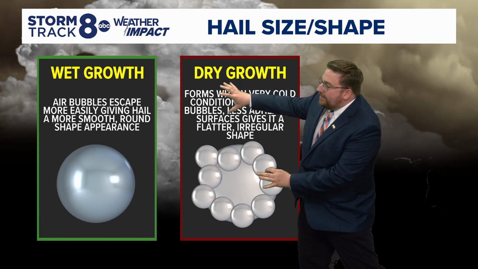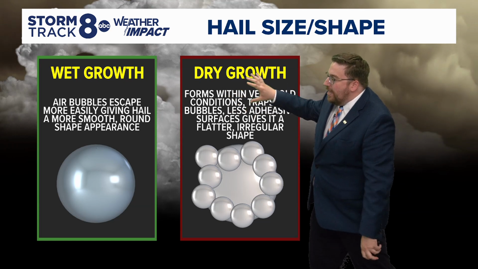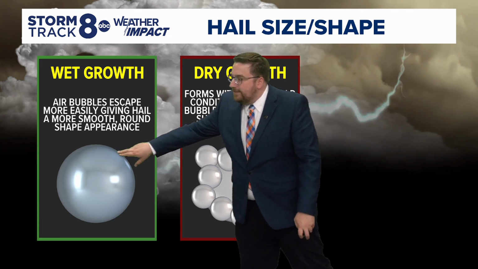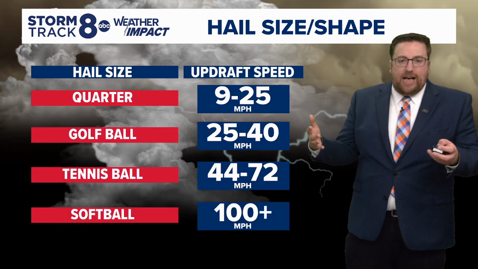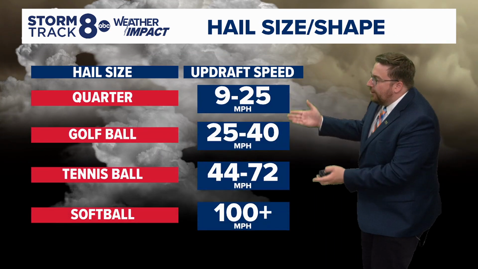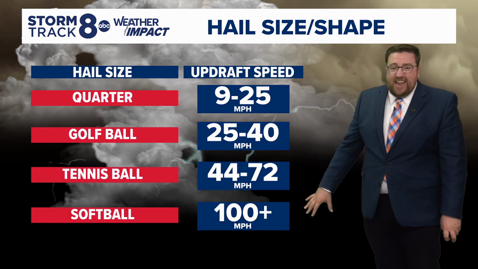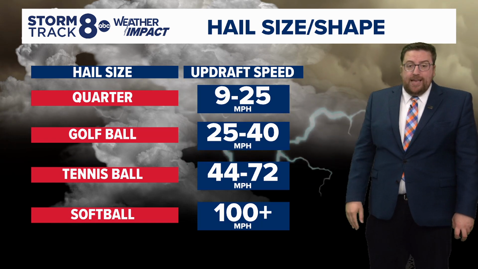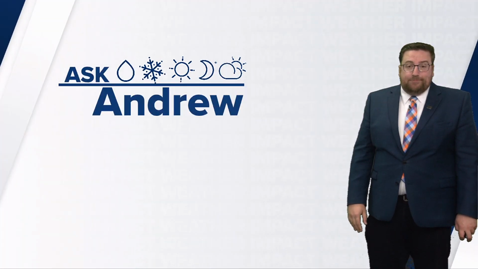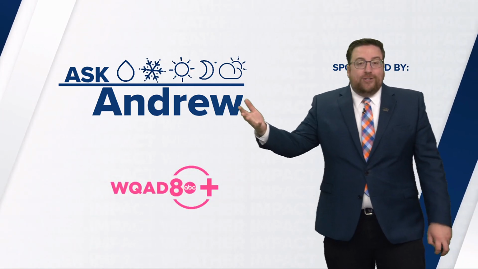So you'll see this a lot in the early spring and also in the fall, not so much in the summer. In the summer, it's more of a wet growth process as it's warmer and we have a lot more moisture in the air. There's your updraft speed, by the way. Softball-sized hail, the wind coming into that storm racing upward at more than 100 miles an hour. That is impressive. So again, bring your questions later this morning.